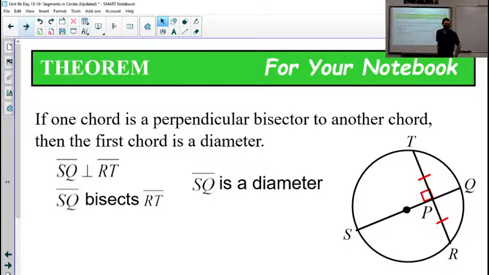So remember what some of these terms mean here. Remember, chord is just a segment on the circle. Perpendicular, right angle. Bisector splits into two equal pieces to another chord. Then the first chord is a diameter. Passes through the center.